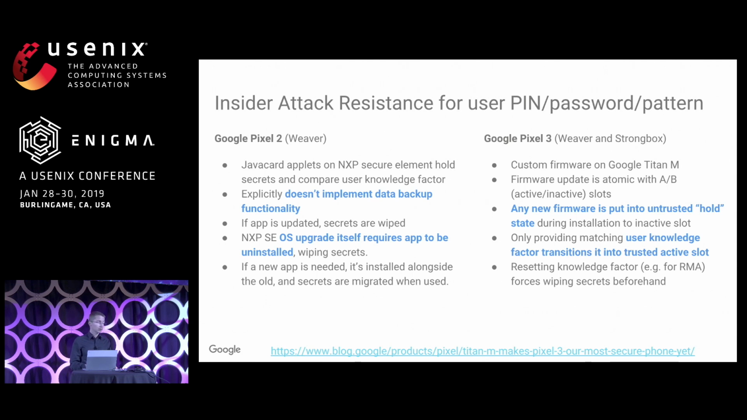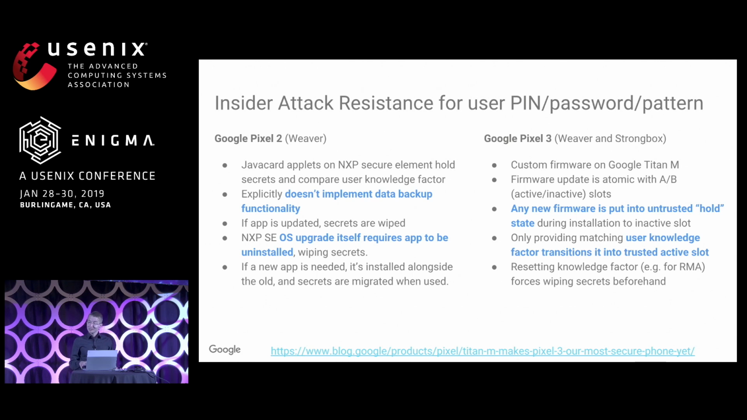On Pixel 3, it's different because there are just 2 firmware slots. They're just updated atomically. And whenever a new firmware is installed, it's put into a hold state. And to transition to that active state, first, the user knowledge factor has to be modified, which again is ensured by the low-level firmware. In both cases, the effect is the same, that whenever firmware is upgraded without knowing the user's knowledge factor at that time, the user's secrets are wiped or made inaccessible.